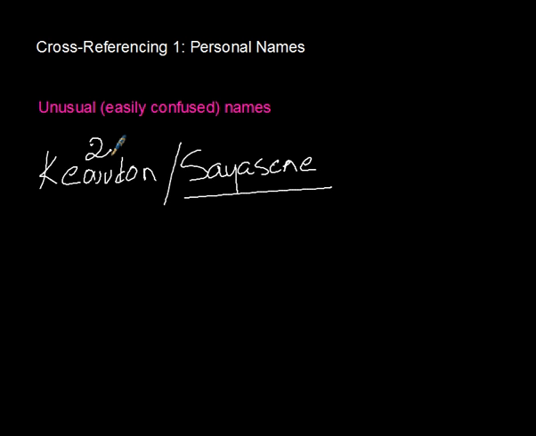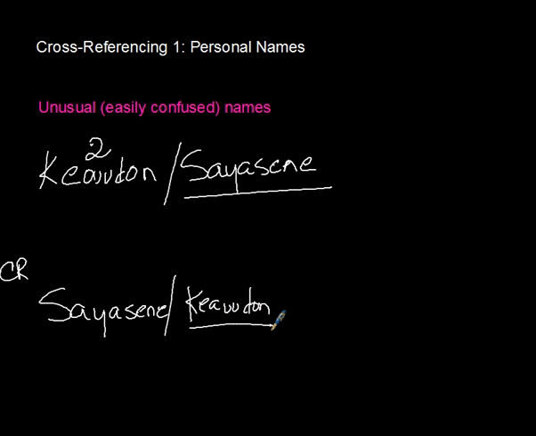But again, this is an unusual name. So we might get it confused when we go looking for it or when somebody asks for it. We want to make sure that regardless of which name is asked for, we can find it in our filing system. So we're going to do a cross-reference by simply reversing these two units so that, excuse me, I wrote that incorrectly. No, that's correct. So that the first name becomes Sayacine and the last name becomes Kyoudon. Underline the key unit and number the subsequent unit.